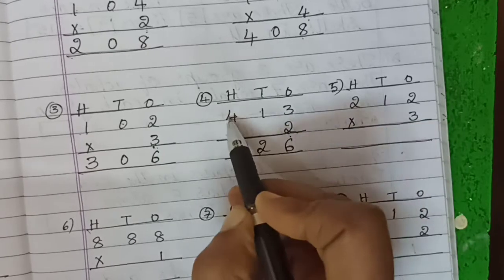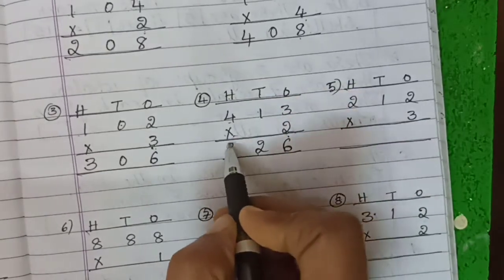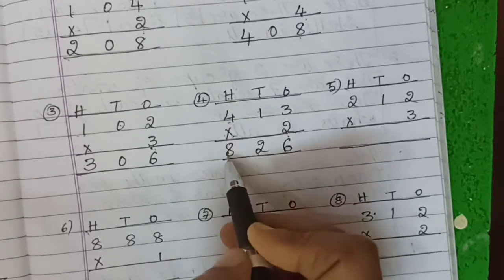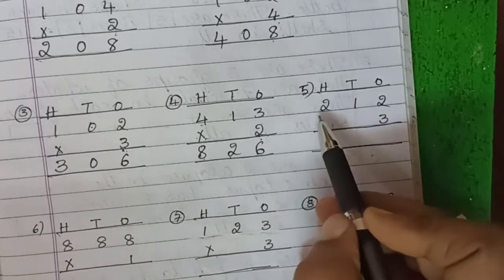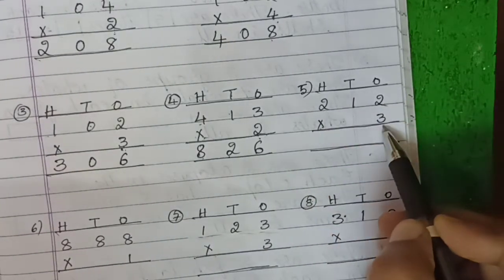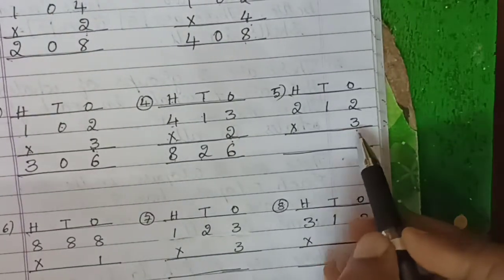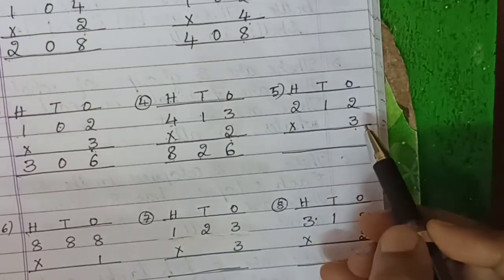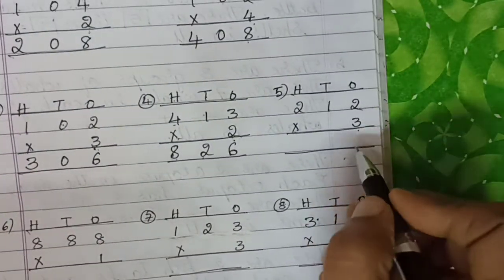Here 2 fours are 8. This 4 is in the hundreds place, so we should write here in the hundreds place only. 2 fours are 8. Next, the fifth one, 212 into 3. Now which table should you say? Yes, the 3 ones table. Now you say the 3 ones table, children. Yes, 3 twos are 6.